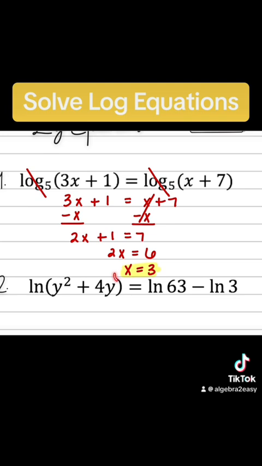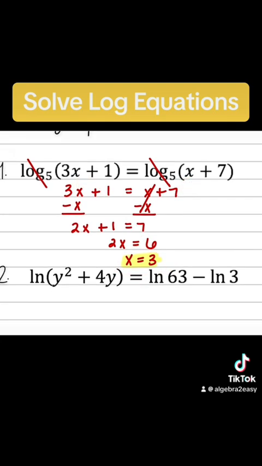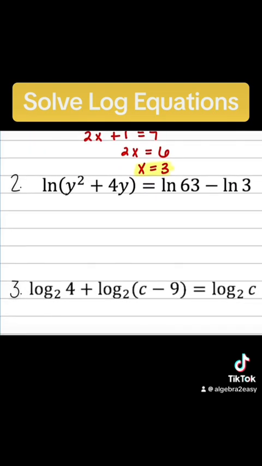Don't forget, you can definitely go back and check by taking your x value and plugging it into the original equation. Now let's move on to number 2.